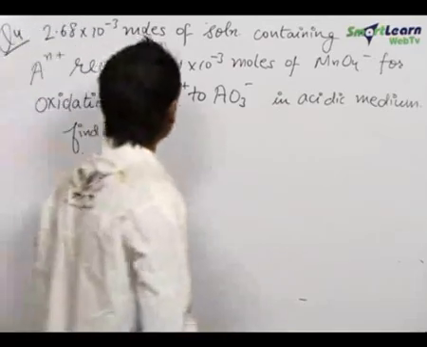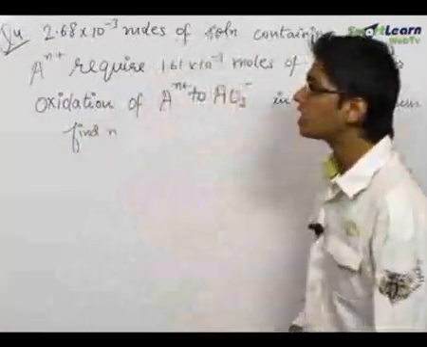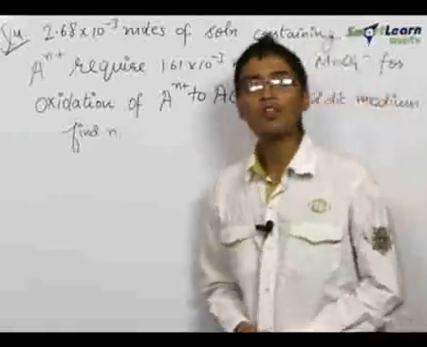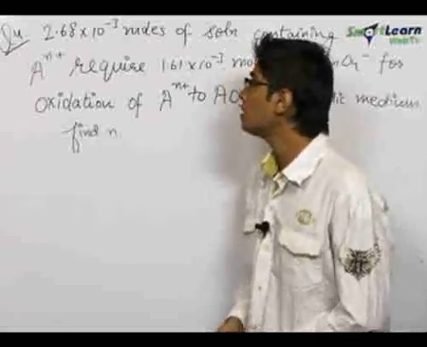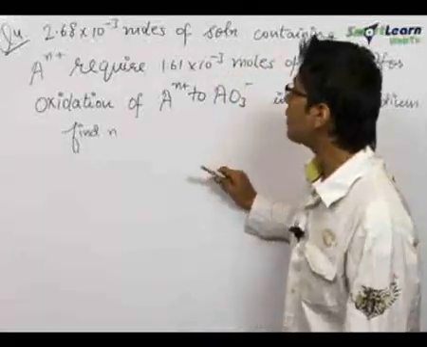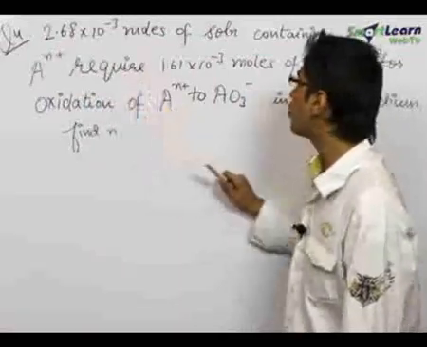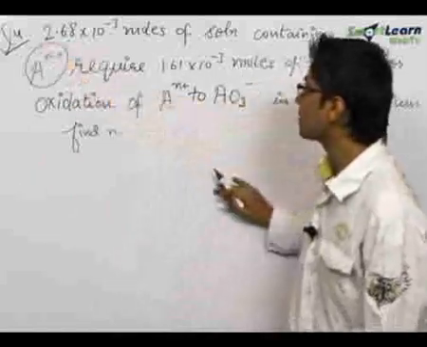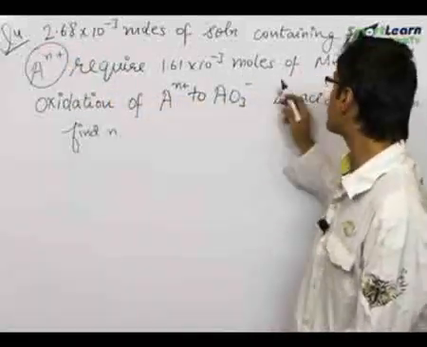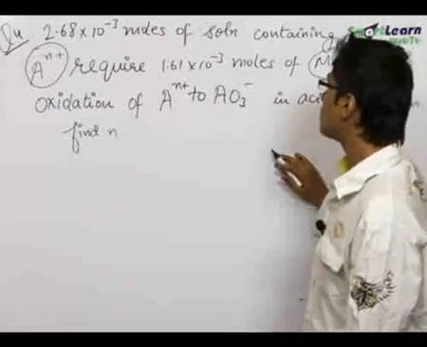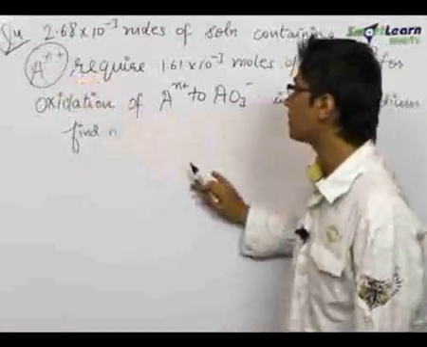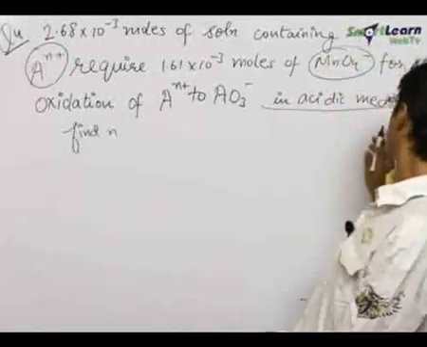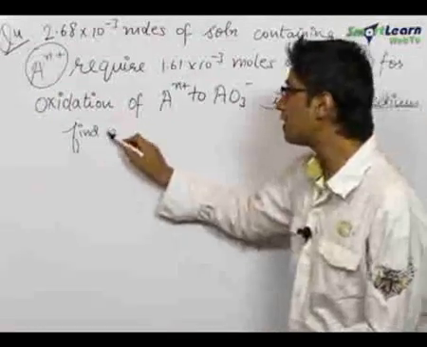Now the next question of ours is a highly important problem because it gives us a hint of the equivalent concept, which is another important concept apart from the mole concept in this chapter. We have a solution, and we are given that 2.68 × 10^-3 moles of this solution containing the ion A^n+ requires 1.61 × 10^-3 moles of MnO4^- for the oxidation of A^n+ into AO3^-, and the whole process has been completed in acidic medium. We want to find the value of n.